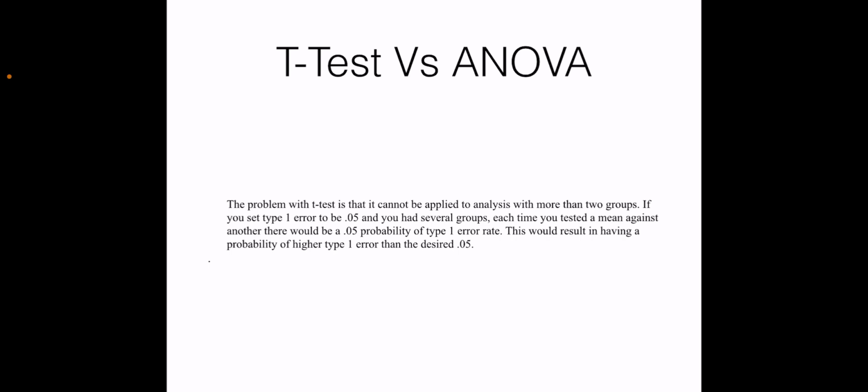If you set the type 1 error to be 0.05 and you had several groups, each time you tested a mean against another, there would be a probability of 0.05 of a type 1 error. This would result in a higher probability of type 1 error than the desired 0.05.